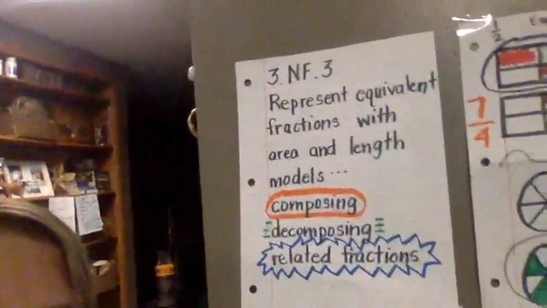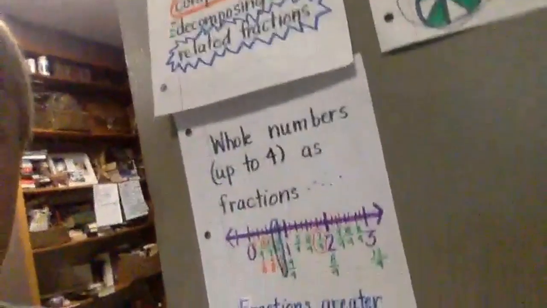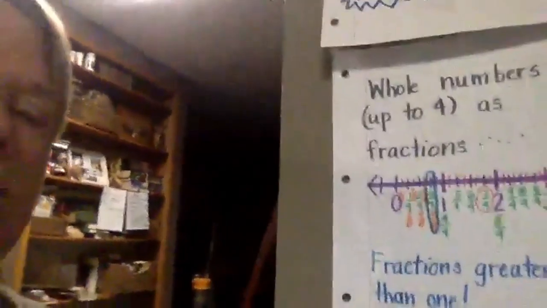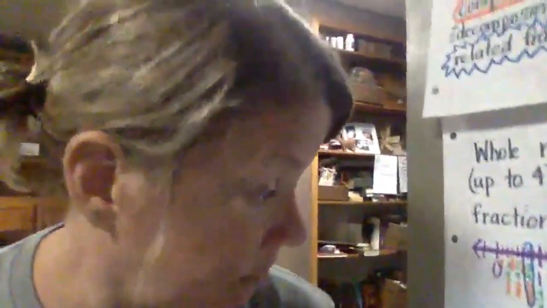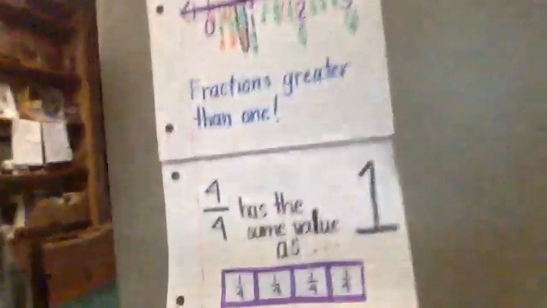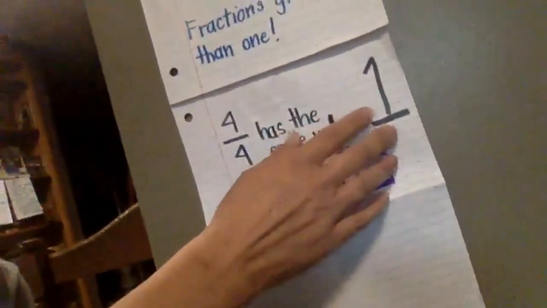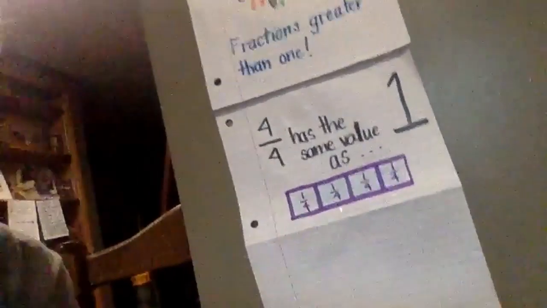So represent equivalent fractions with area and length models. Area models. Length model. We have to know that whole numbers up to 4 are fractions, meaning 4/4 has the same value as 1. 5/4 is bigger than 1. So we have to be able to see fractions can be greater than 1. And we also have to know if the numerator and the denominator have the same number, then they both equal 1 whole.